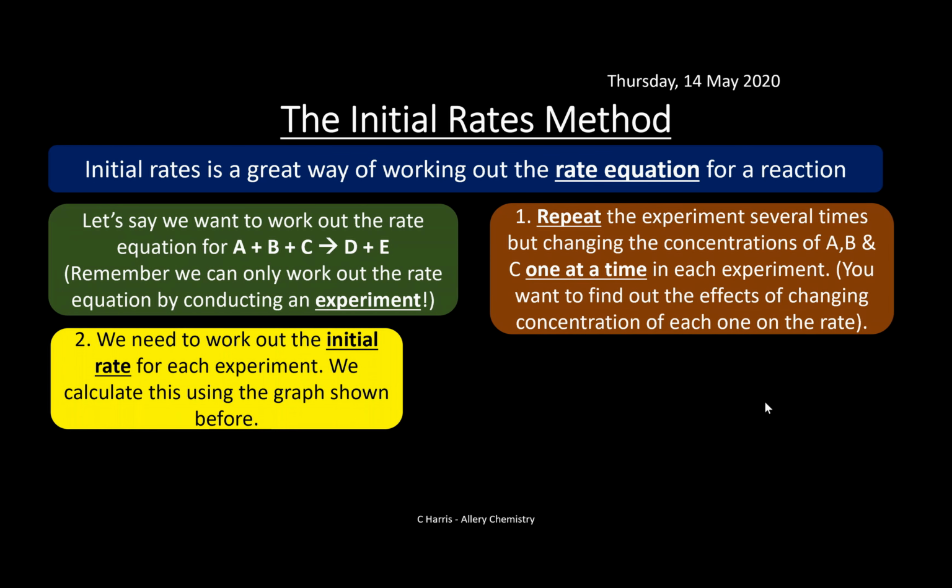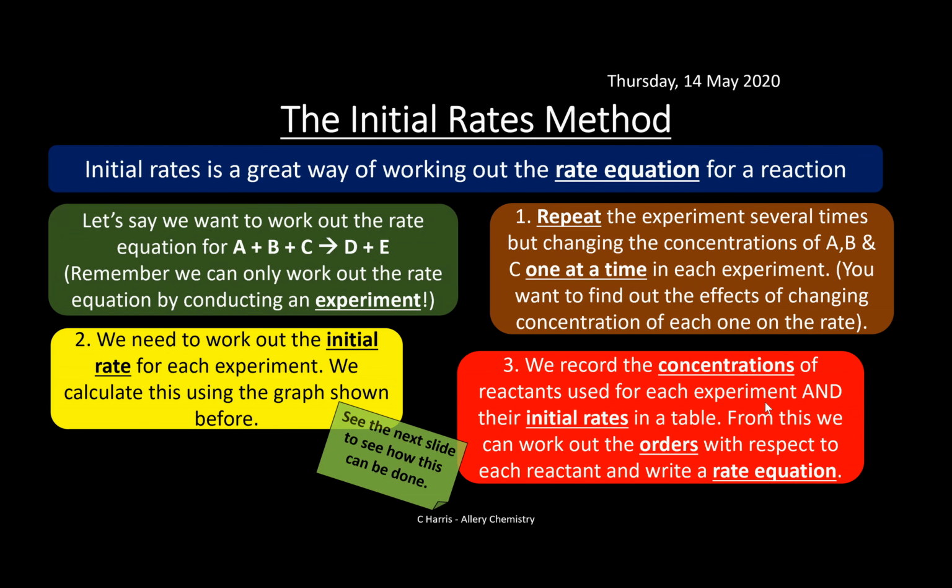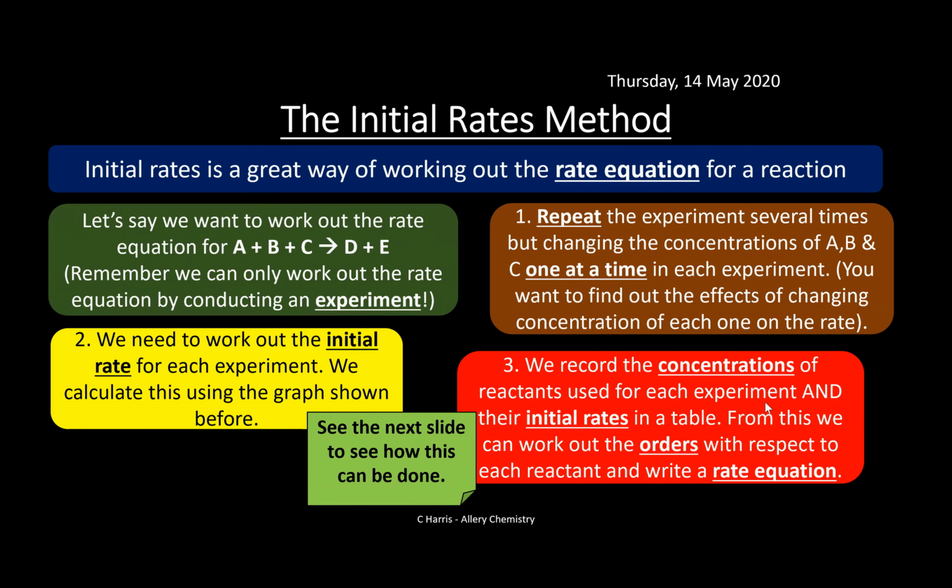Okay, so we need to work out the initial rate for each experiment, and we calculate this using the graph shown below. We've done all that. Once we've done that, we then need to record the concentrations of reactants used for each experiment and their initial rates in a table. And then from this, we can work out the orders with respect to each reactant, and then we write out our rate equation. Okay, so that's the practical side.